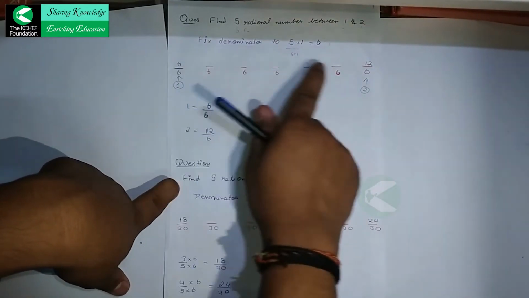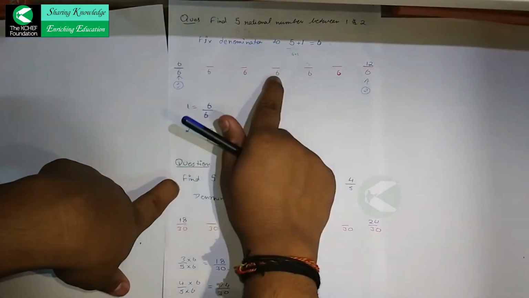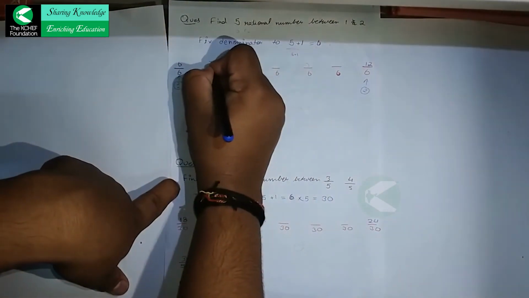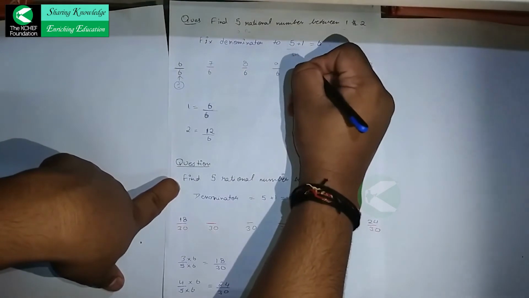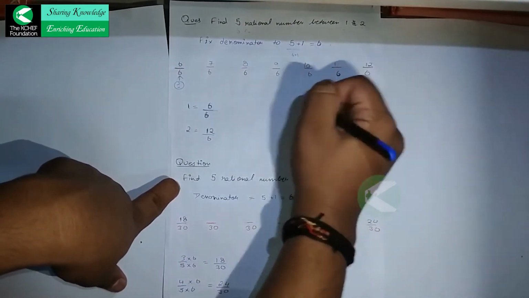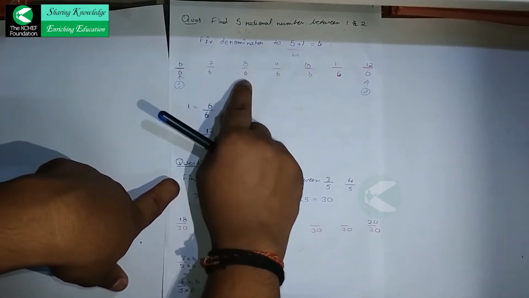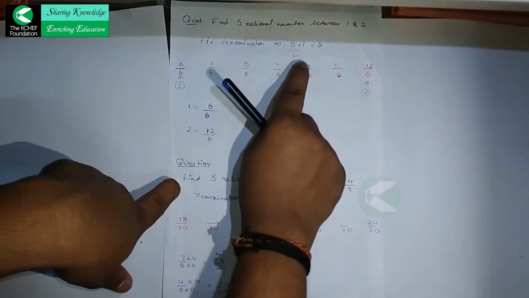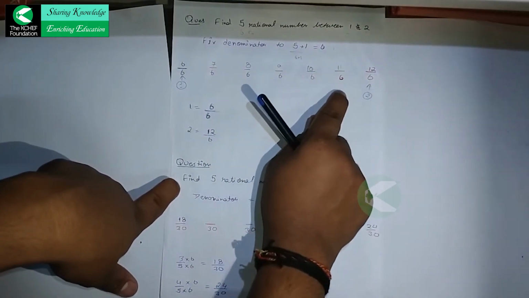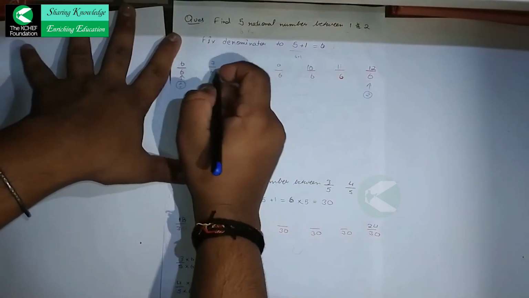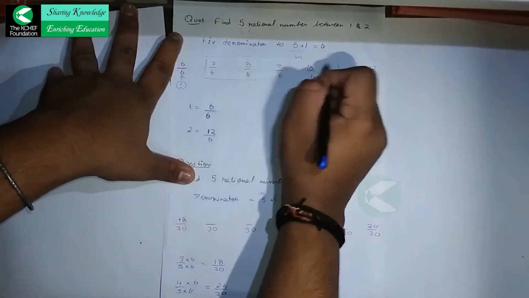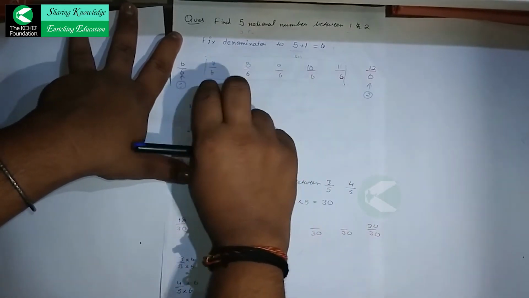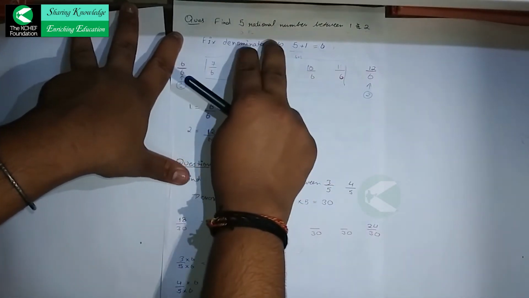Now between 6 and 12, there are 5 numbers which we can write: 7, 8, 9, 10 and 11. So 7 by 6, 8 by 6, 9 by 6, 10 by 6 and 11 by 6. These are the 5 rational numbers which we have written between 1 and 2. So with this method we can solve this question.